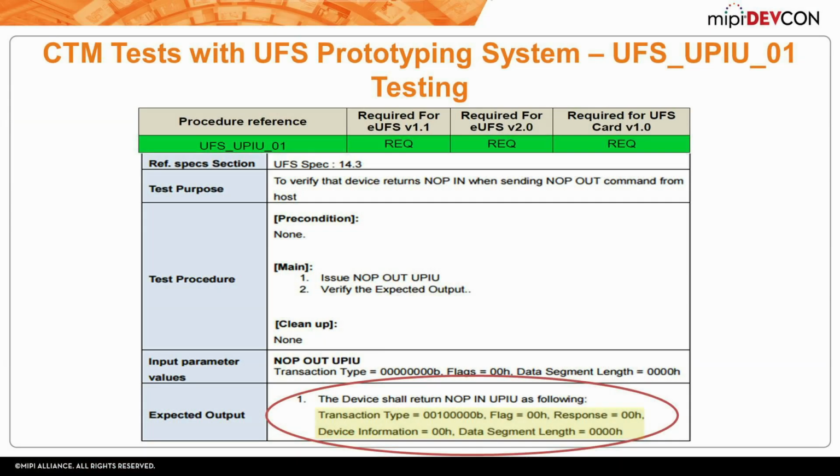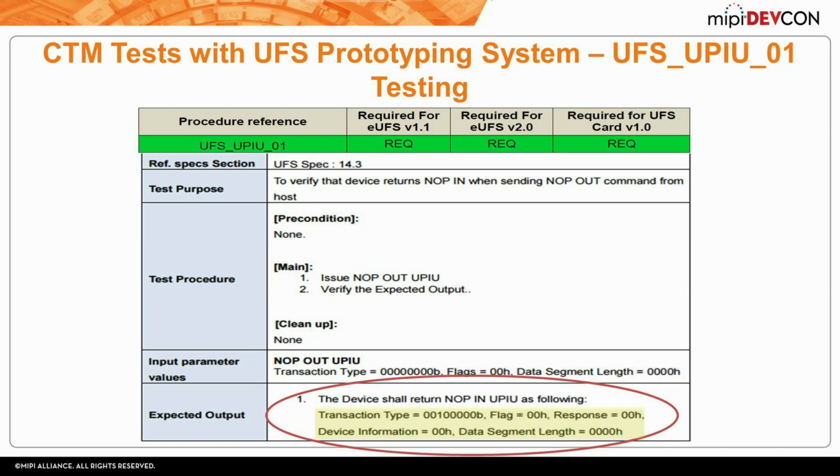Here we have the UFS UPIU 01 test. This part here was extracted from the CTM, and this part from the JEDEC document 224. So here the JEDEC tells you that this test is required for all the devices out there. This is retired from the current CTM, sorry, and the next CTM will probably add here the UFS 2.1.